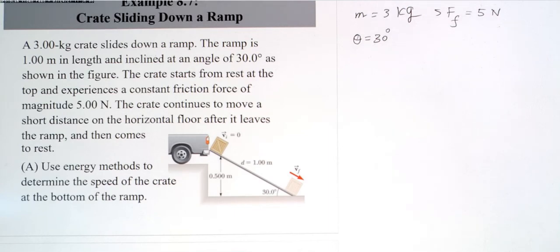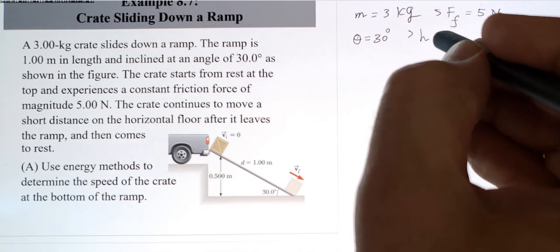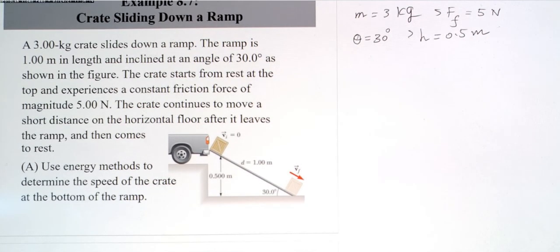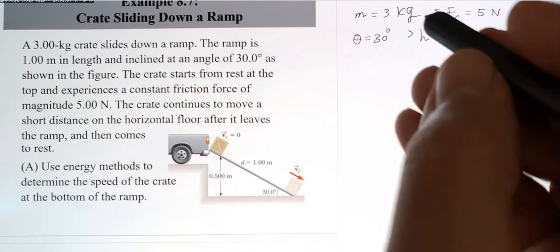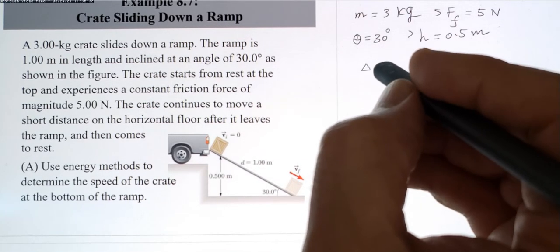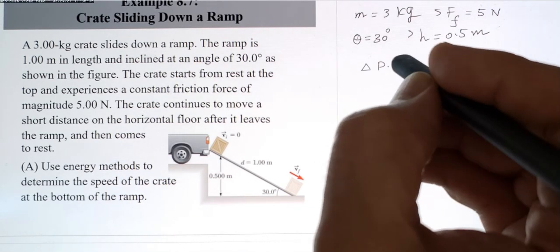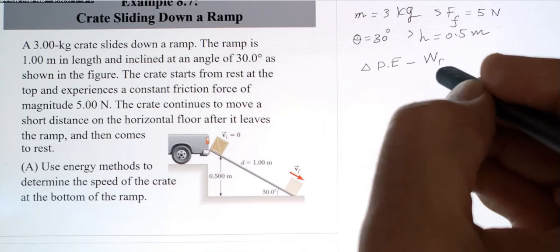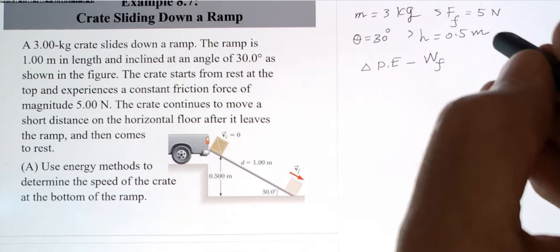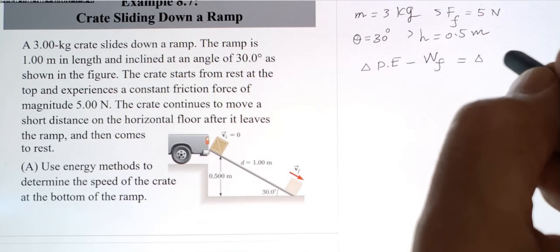And basically he gave us the height as half a meter. So use the energy method to determine the speed of the crate at the bottom of the car. Very easy. So change in potential energy minus work done by friction must equal change in kinetic energy.